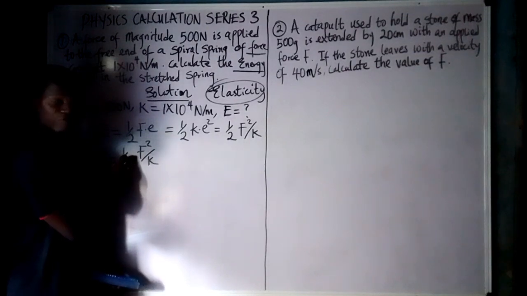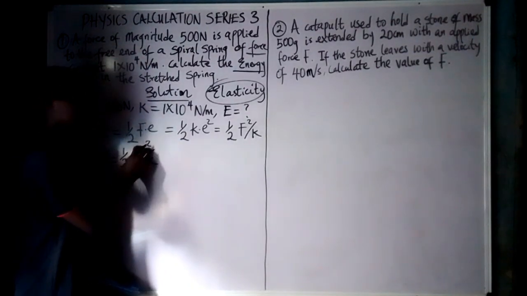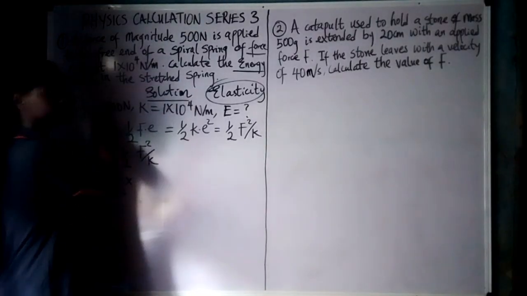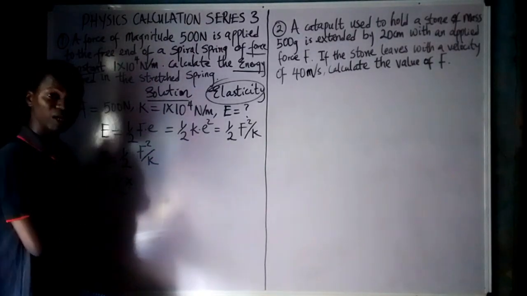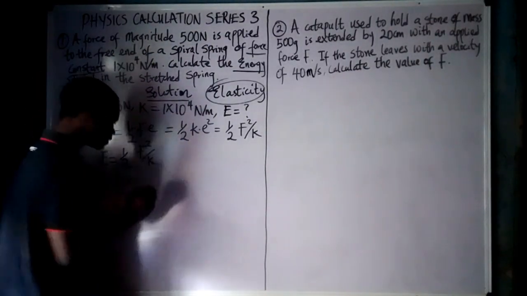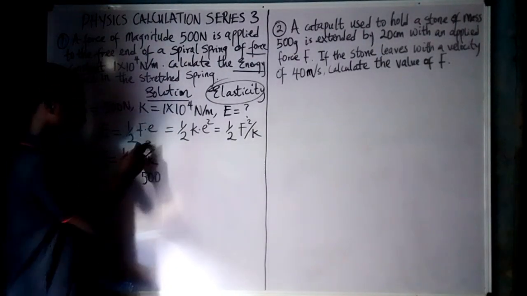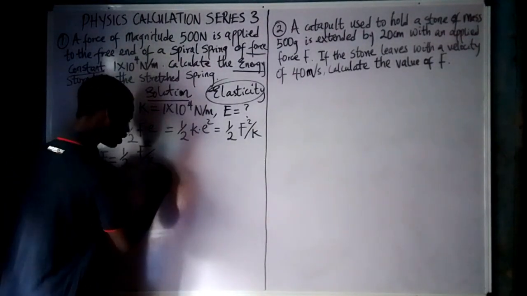Up here, you have F squared. So whatever is our F, we'll put it as our numerator. Our F in this question is what? 500 Newton. So we'll come here and write 500 Newton. Now they say we should square it, so I'll say raised to power 2.